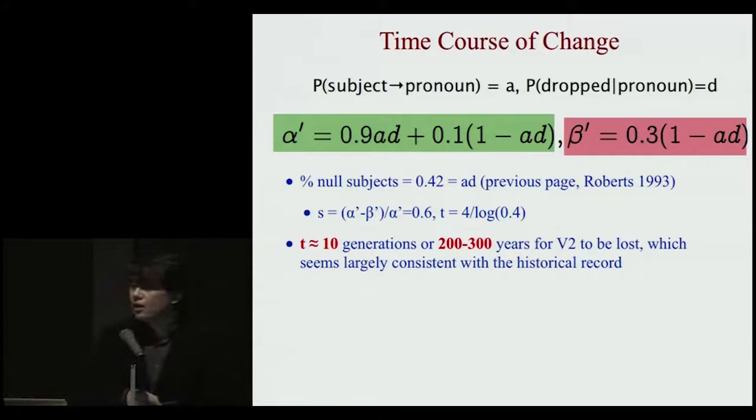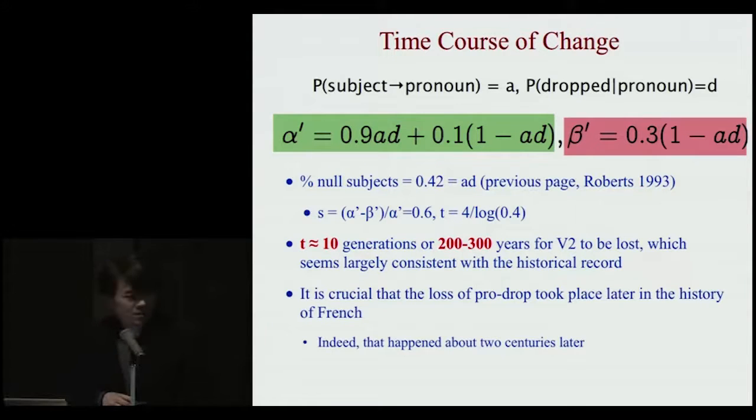Okay, so I don't know how long you want to attribute a generation to the ancestors, the French. Let's say roughly 20 to 30 years. So that means that we expect it to take about 200 to 300 years for the change to go to completion. That's more or less correct. Again, that's a prediction you can make on numerical ground.